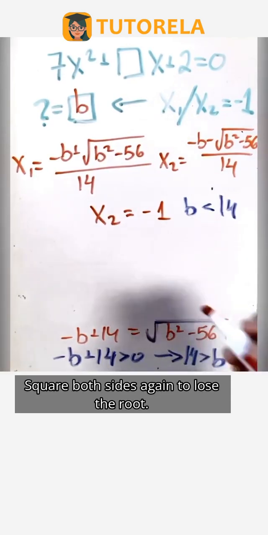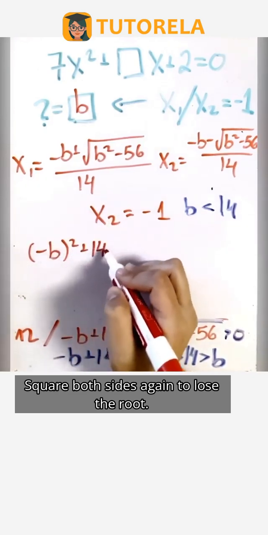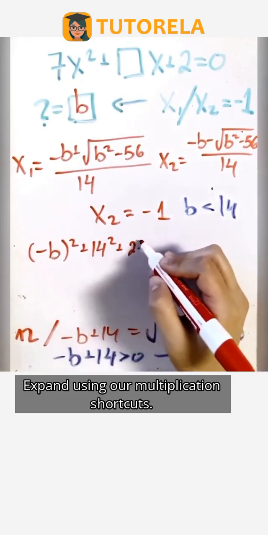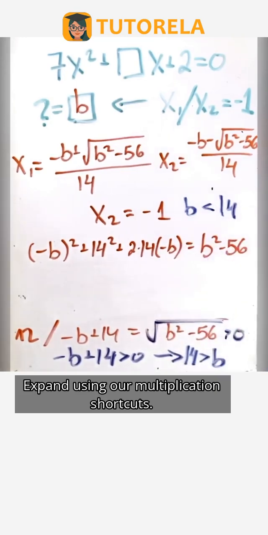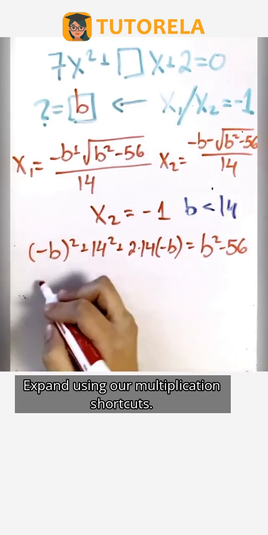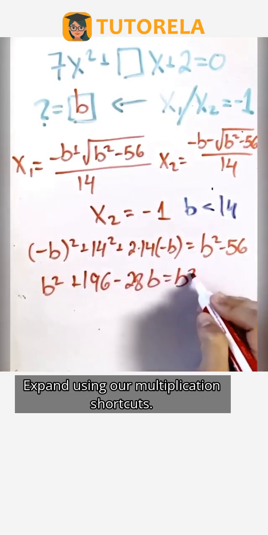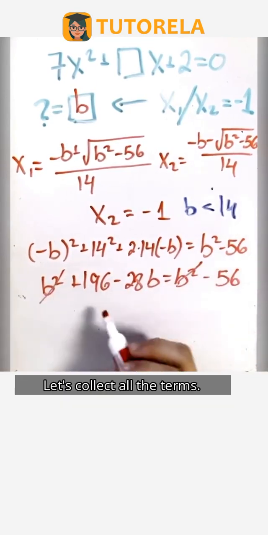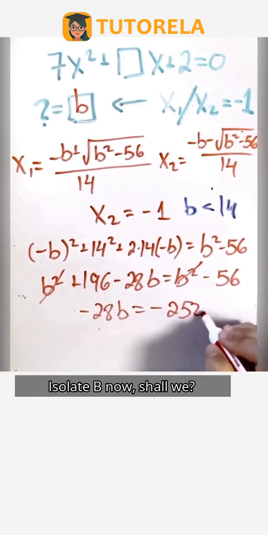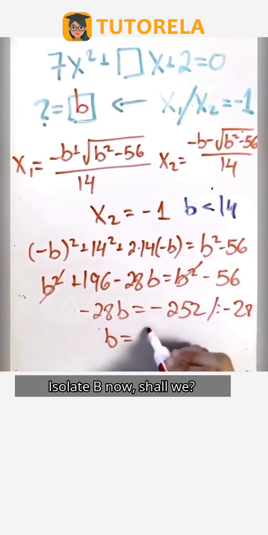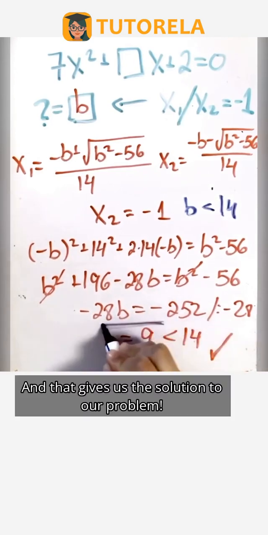Square both sides again to lose the root. Expand using our multiplication shortcuts. Let's collect all the terms. Isolate b now, shall we? This time, b meets the defined domain. And that gets us the solution to our problem.